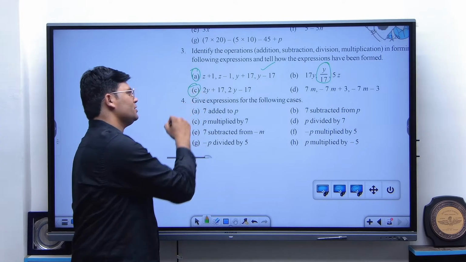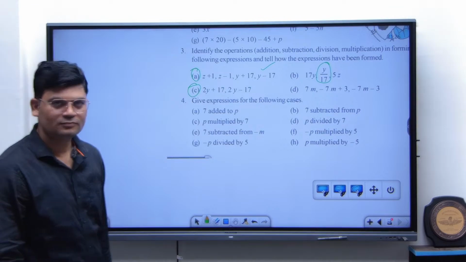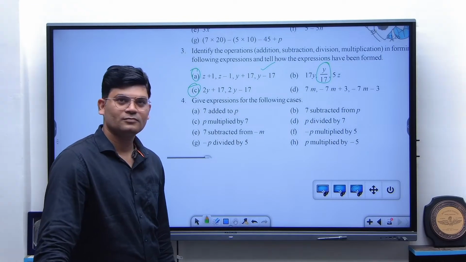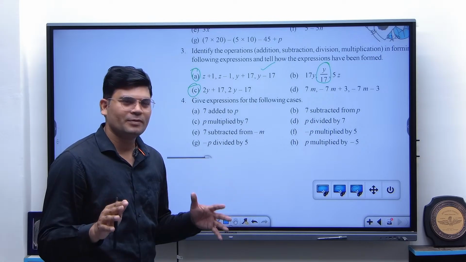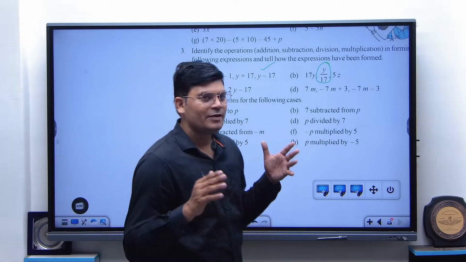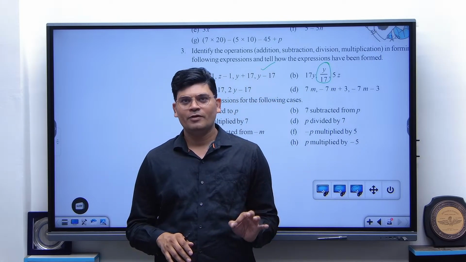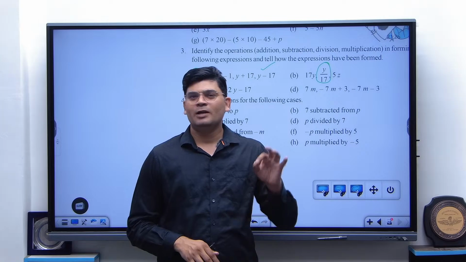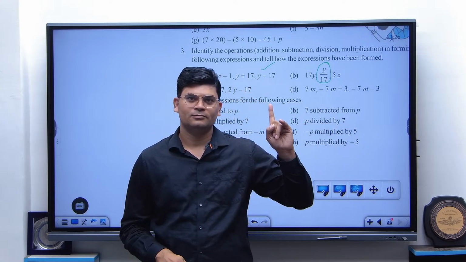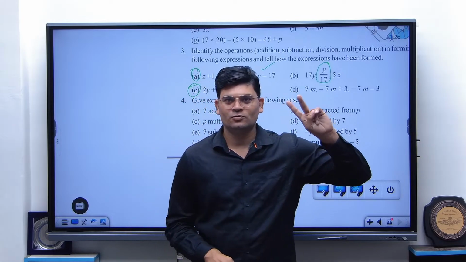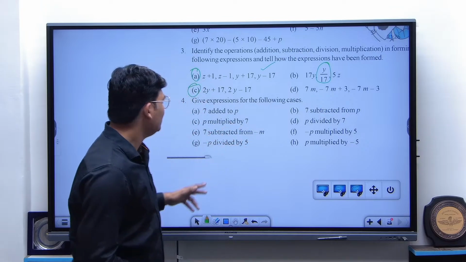What you will say for this? 2 is multiplied by a number and it's added to 17. Okay, you can. That is correct. But the formal way of saying is 17 is added to twice a number. One way. The other way is a number is multiplied by 2 and 17 is added to the product. You can choose any of these two. This is the formal way.